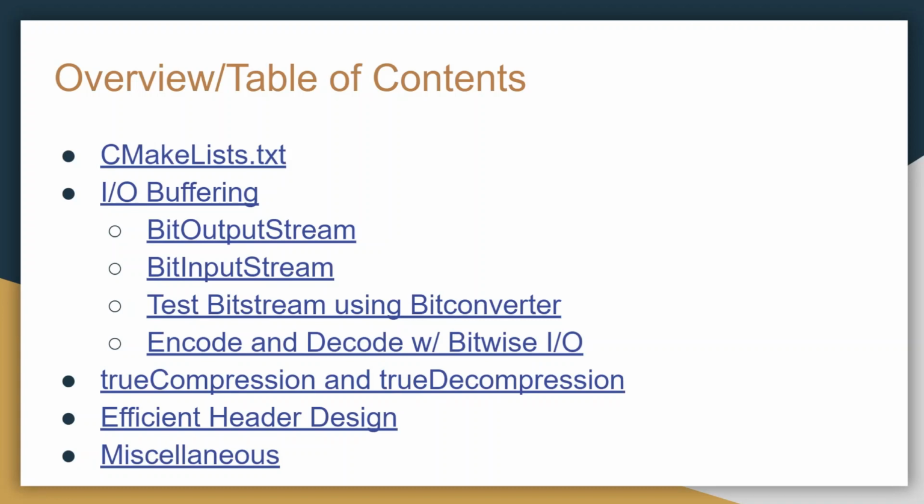Alright, so here's an overview / the table of contents. Each of these are links. As usual, I'll be posting the slides below so that you have access to this and can go back through the slides on your own. So I'm going to talk about CMakeLists.txt, IO buffering, BitOutputStream, BitInputStream, testing those, Encode and Decode with Bitwise IO, and then trueCompression and trueDecompression, efficient header design, and then some miscellaneous stuff that I think would be beneficial.